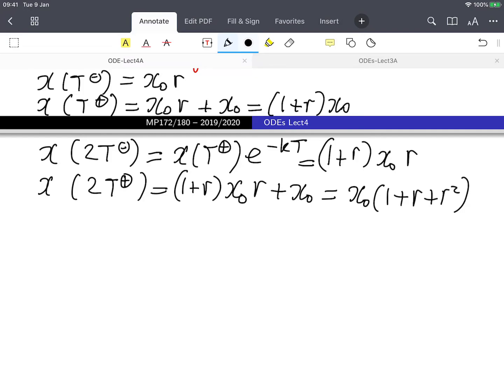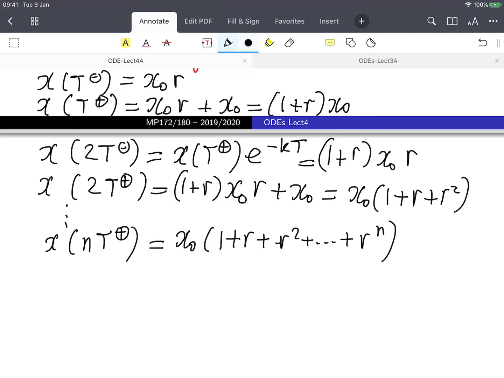Oh yes, now I see it. Yeah? Now you see it. Now you don't. Now you see it. If I keep going, I can do it at 3t minus, 3t plus. You get the drift. X at nt plus, it's going to be x0 times 1 plus r plus r squared up to r^n. Yeah! Geometric series. That's somewhere. Page 22 in the logbook.